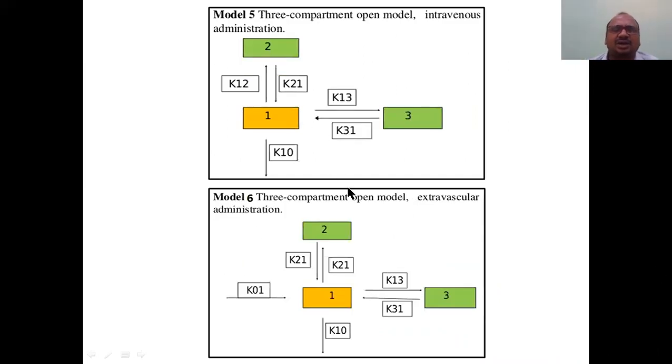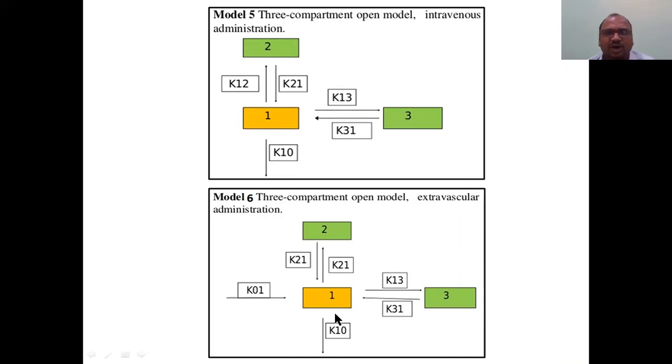And next, we will see model 5, the 3-compartment model. See, 1, 2, 3. Since the second compartment is attached to the first compartment, and the third compartment is attached to that, this is called a mammillary model. Mammillary model, 3-compartment. Elimination is there, so open model. Absorption is not there. That's why it is called IV, intravenous administration, right?